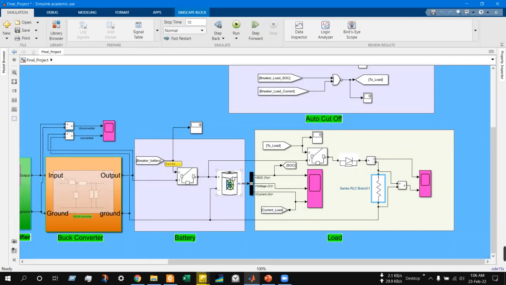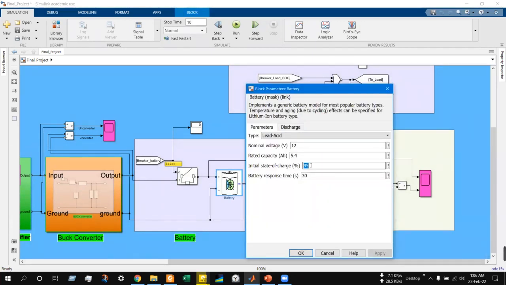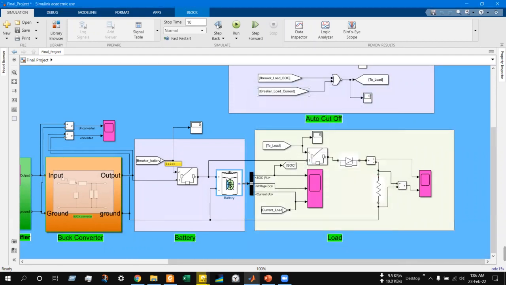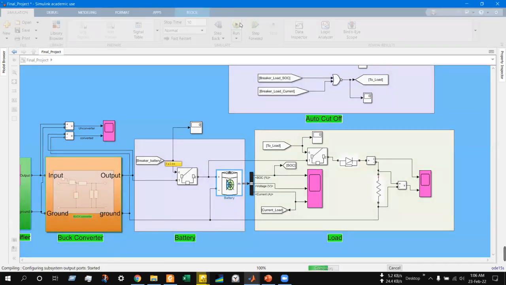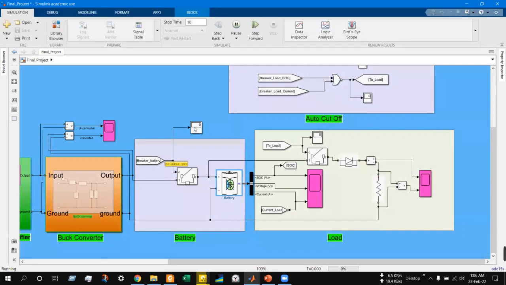If we make the SOC at 88.99%, then initially charging should be on, discharging should be off. As soon as the SOC reaches 90%, charging will be off and discharging will be on.